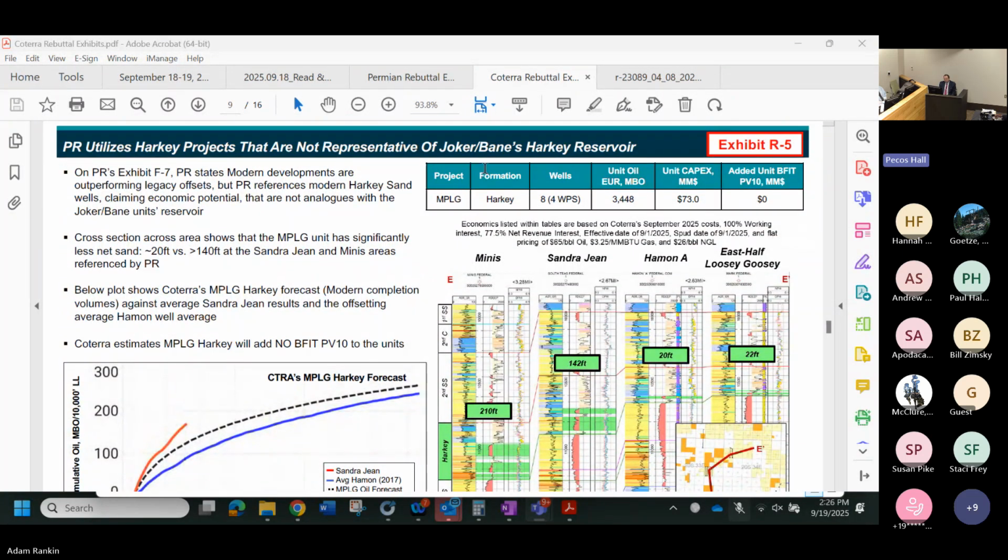In Exhibit R5, where you've got this column here, unit CAPEX, are these based off of Coterra's costs? As stated in the footnote right below the table, they are based on Coterra's CapEx. Okay, and so these are not using Permian Resources' 2025 AFE costs, correct? They are not. Okay.